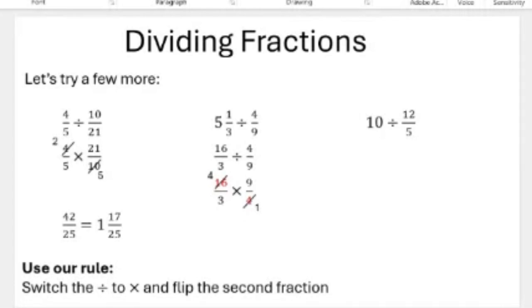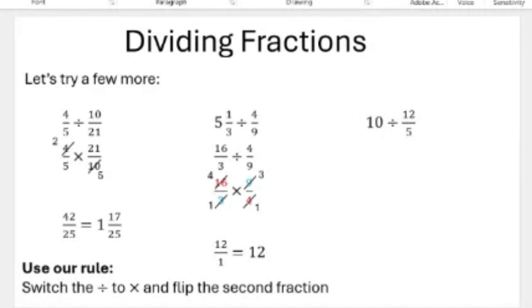I also spot a 3 and a 9, top and bottom. They both divide by 3, so cross them out and divide them both by 3. 3 divided by 3 is 1. 9 divided by 3 is 3. I don't see anything else that cancels, so what's left behind here on the top? 4 times 3, 12. On the bottom, 1 times 1. 12 over 1. We would never write 12 over 1 because 12 over 1 is simply 12. So when you end up with an answer that has a 1 on the bottom, just write it as a whole number.